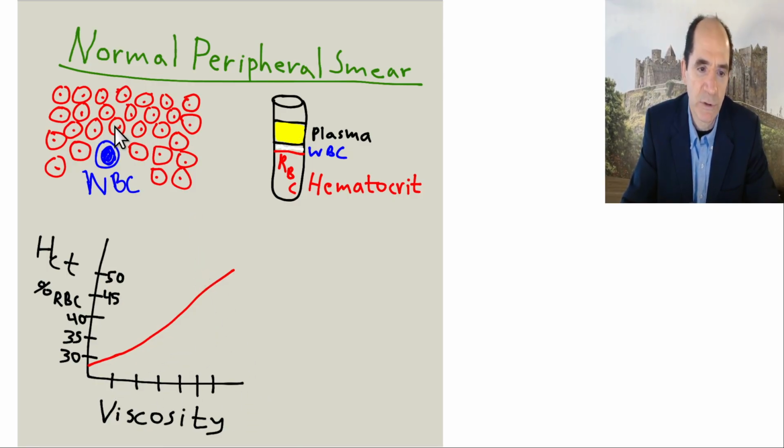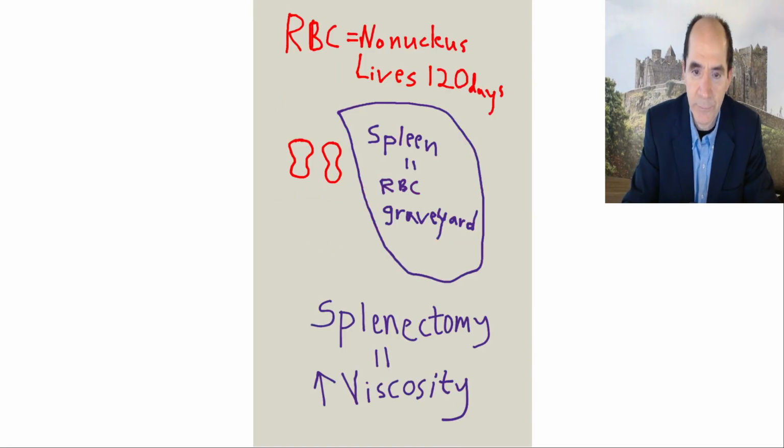Over 99% of blood cells are red blood cells. If you put them in a test tube and sediment them out, the red blood cells fall to the bottom. That's the hematocrit. The little white part here, the buffy coat, those are the white blood cells. And then the plasma is above that. It's a normal peripheral smear of blood cells.